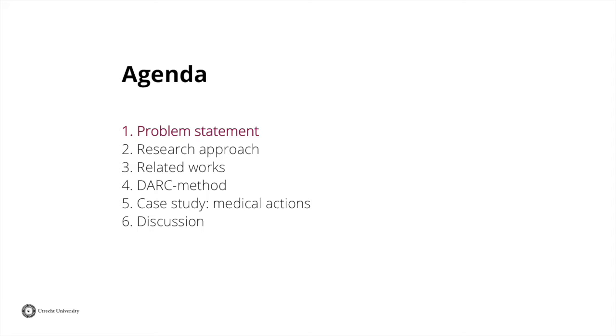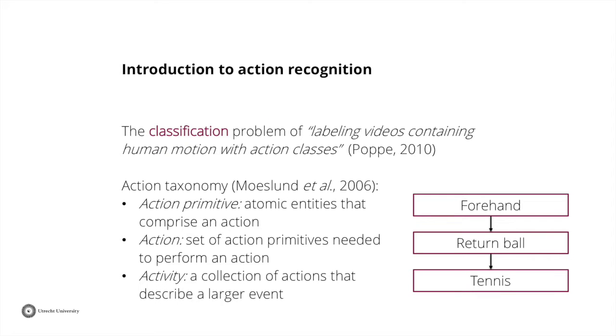I want to start by describing the problem. Action recognition is concerned with the classification problem of labeling videos containing human motions with action classes. Actions can be described in many different ways using many different words, which are sometimes considered to be synonymous. To help define the term action, we use the following action taxonomy.